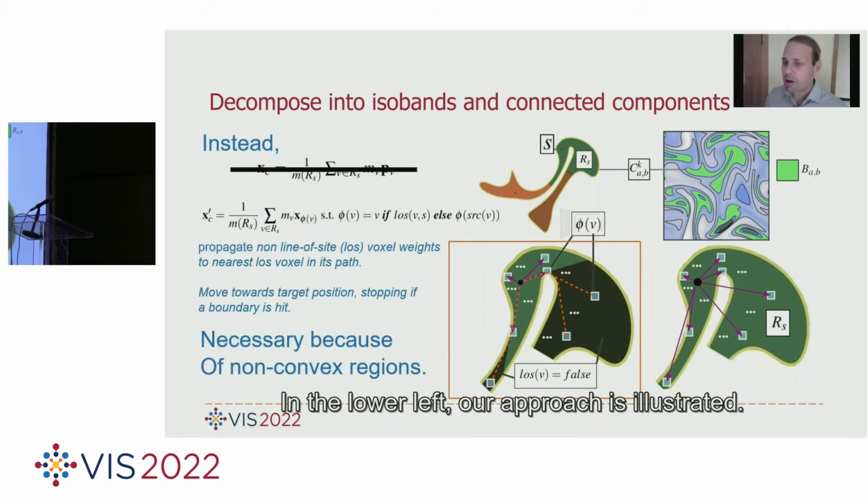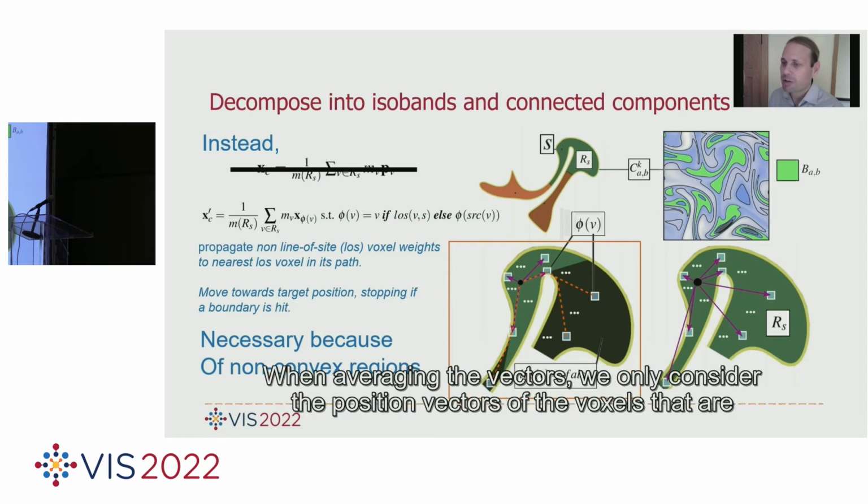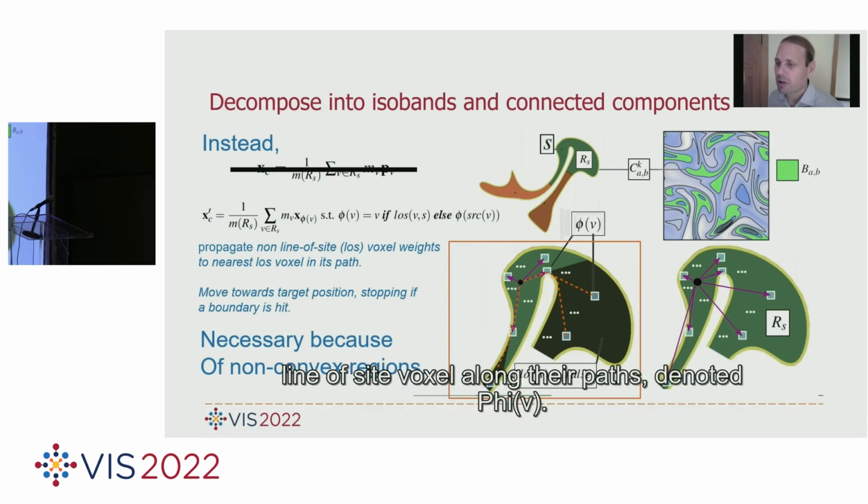In the lower left, our approach is illustrated. Each voxel has a pathway to the site point respecting the restrictions. When averaging the vectors, we only consider the position vectors of the voxels that are within the line of sight of the Voronoi site. The non-line of sight voxels, shown in black, instead propagate their weights to the nearest line of sight voxel along their paths, denoted phi of v.